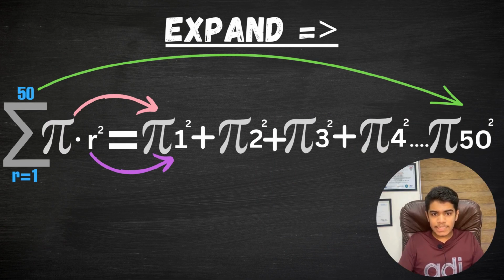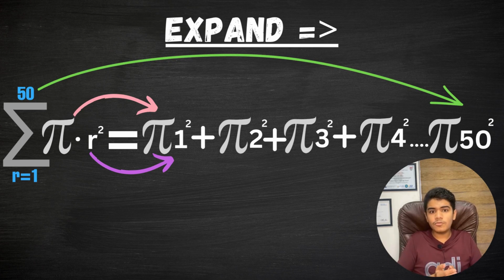If we take pi as a constant, we can write pi into r square, and r over here starts at 1. So it will start with pi into 1 square plus pi into 2 square plus pi into 3 square plus pi into 4 square plus pi into 5 square plus pi into 6 square plus all the way to pi into 50 square. So this is how we write summations and how we expand summations.